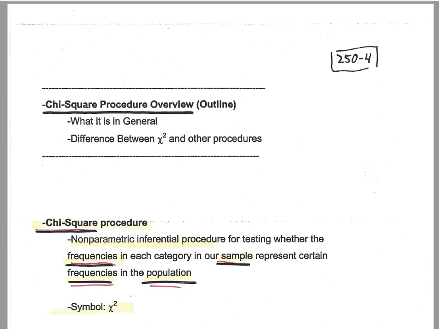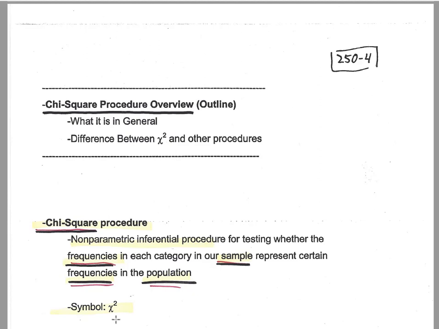Most of the remainder of this lecture is going to be about the chi-square procedure. We'll talk about what chi-square is in general and how chi-square differs from other statistical procedures. The chi-square procedure is a nonparametric inferential procedure for testing whether frequencies in each category in our sample represent certain frequencies in the population. Now that's an abstract statement and should not make any sense right now, but hopefully by the time we're done with this lecture it will make sense.